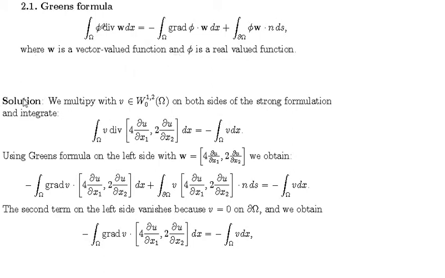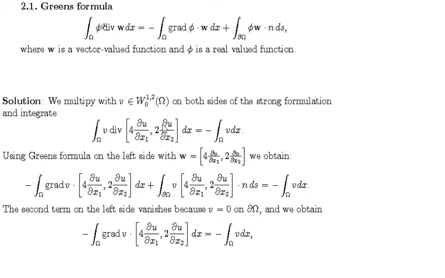In the solution of this task, we use the Green's formula. First we multiply the strong formulation of the equation with some general test function v in the Sobolev space W0 on both sides of the equation. This is very usual. And after having done this, we integrate over the set omega on both sides.